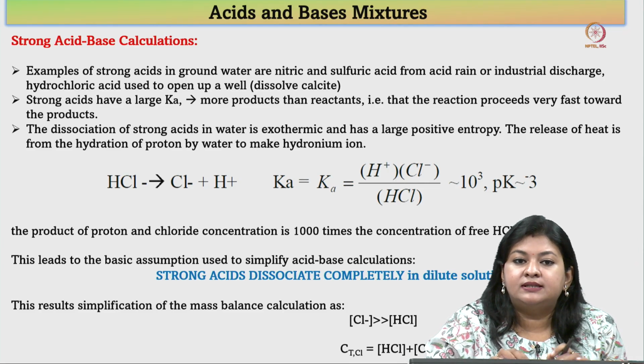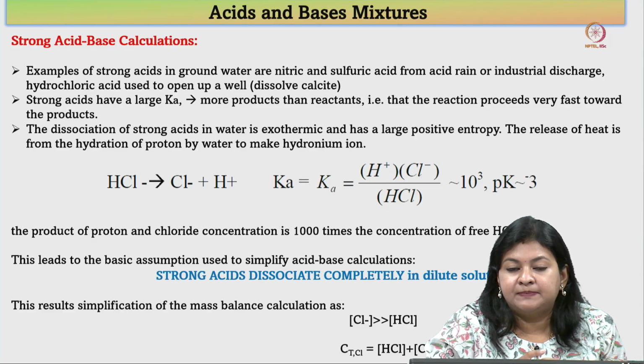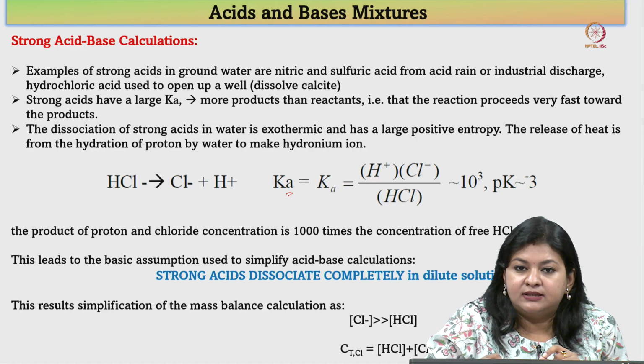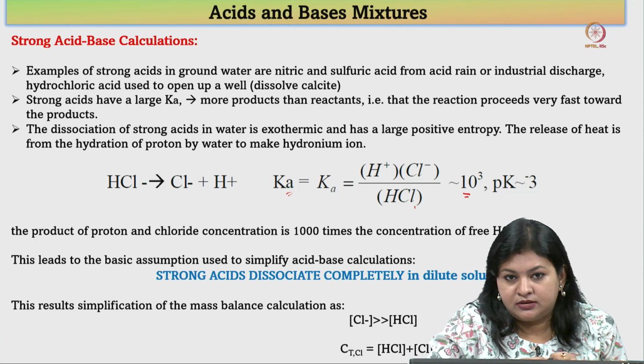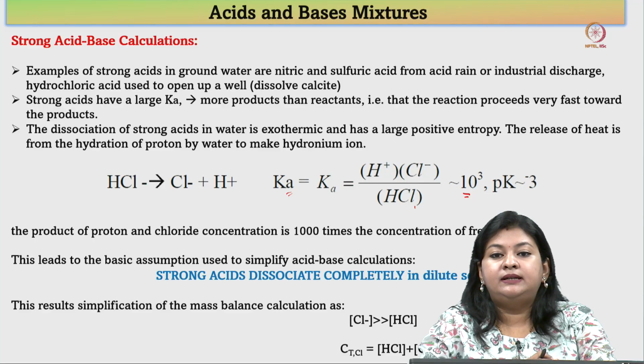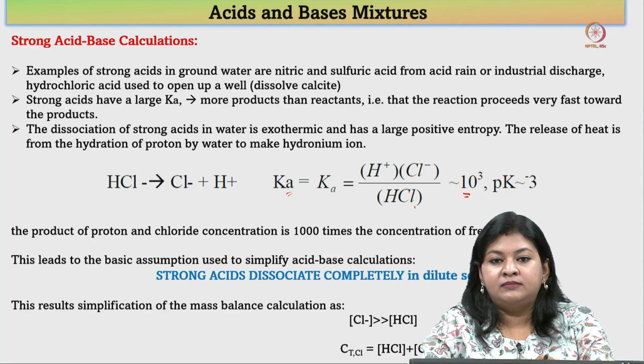These are a few basic equations that we write. First is HCl, which produces H plus and Cl minus, and if you write the Ka term with respect to the acid, you will write H plus into Cl minus divided by HCl, and this we know has a value of 1000. So, the Ka value is 1000, and if you write it in log terms, the pKa value comes to minus 3.